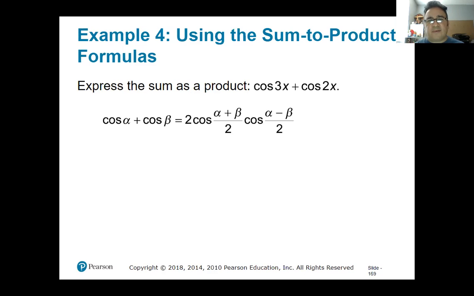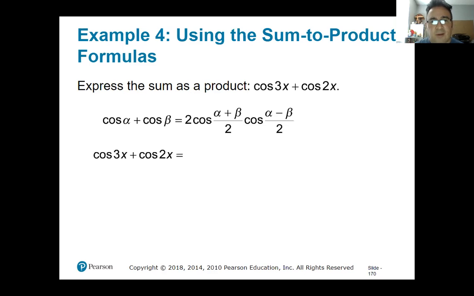What's our alpha in this case? 3x. Just the 3x, not cosine of 3x, right? 3x is our alpha, just like Martin said. What is our beta? 2x. Good job, Martin. And now I need to substitute those values in.